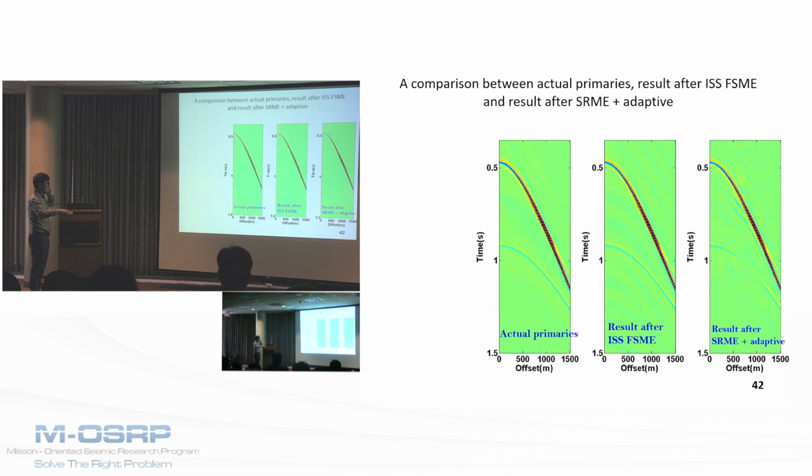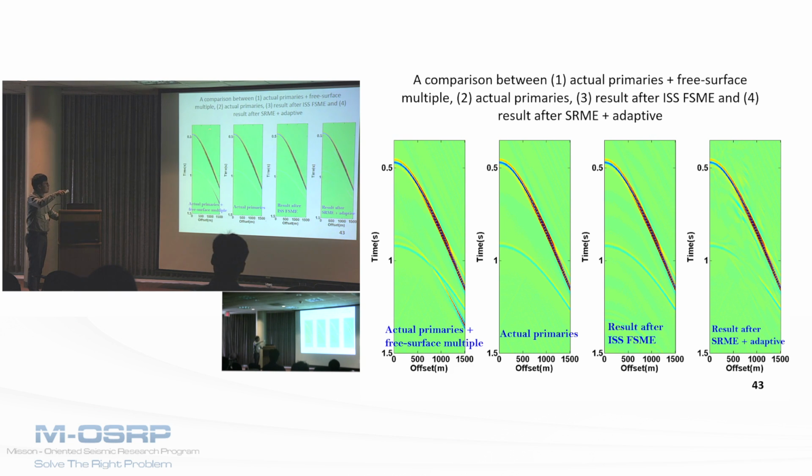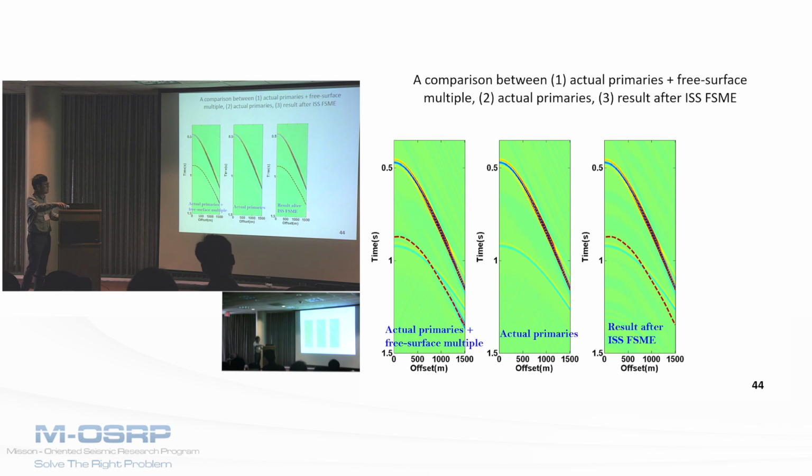So this figure shows the actual primary. The figure here shows the results after the ISS method, and here shows the results after the SRME plus adaptive. And for either comparison, I plot the actual primary and the actual free surface multiple in the data on the left. So next, let's first focus on the results after the ISS free surface multiple elimination.